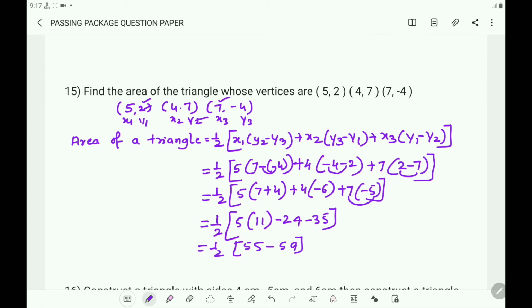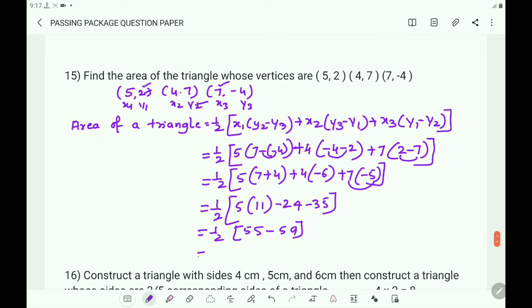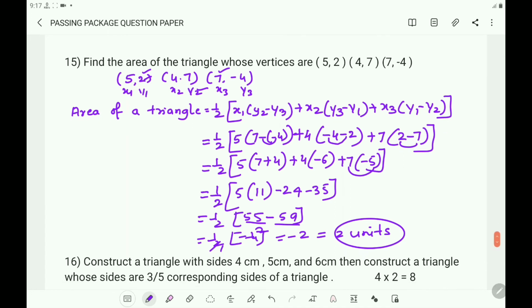It becomes 59. So that equals 1 by 2 into, here it is 55 minus 59. So here the greater is 59. Subtract 55 from 59. 59 minus 55 is 4. That is negative 4. That you will get, 2 ones are 2, 2 twos are minus 2, means 2 units. Here area is always positive, so you consider it as 2 units. That is the area of the triangle whose vertices are given.